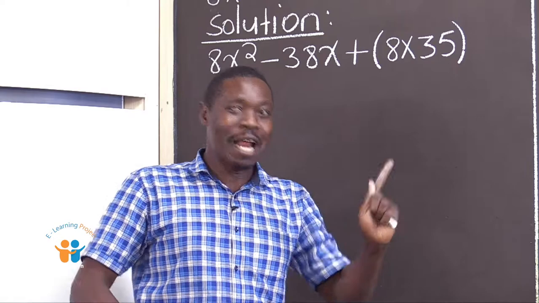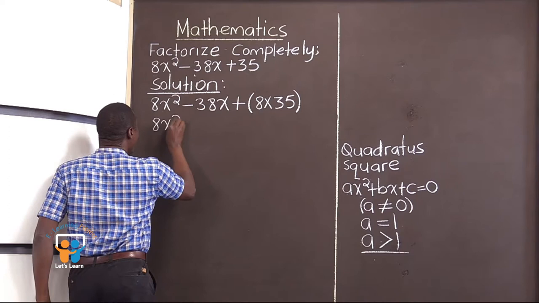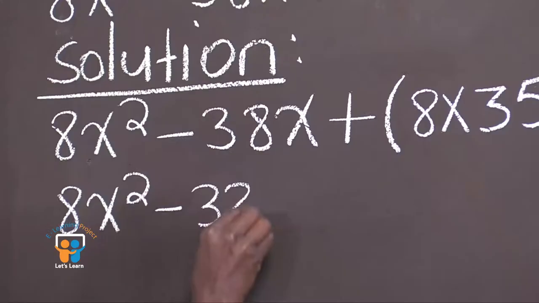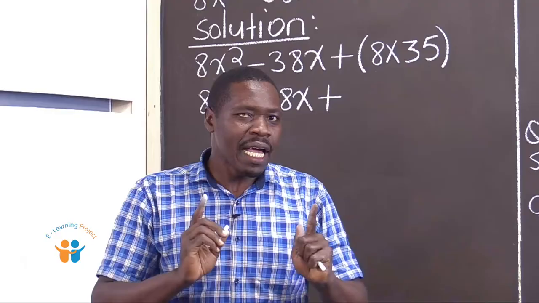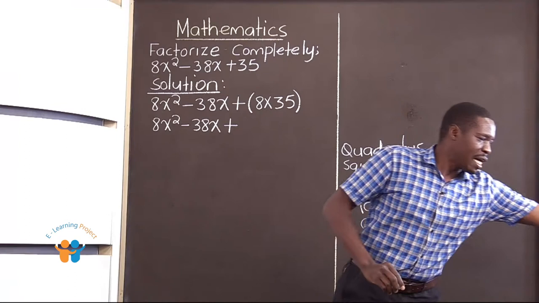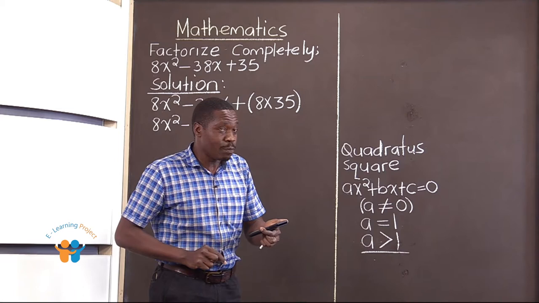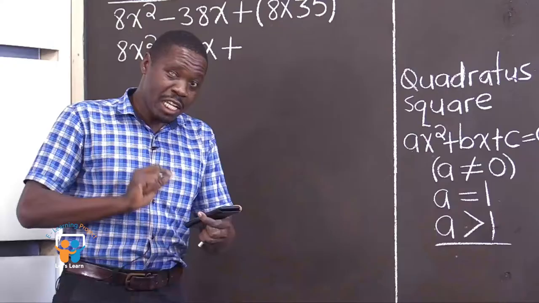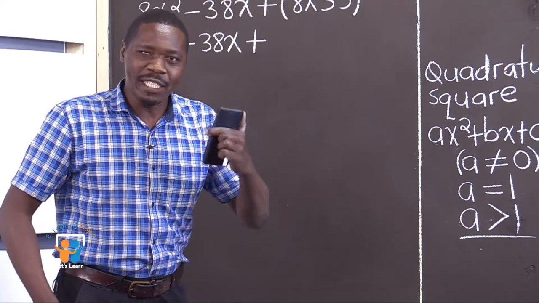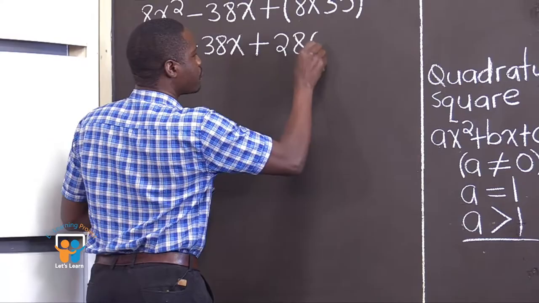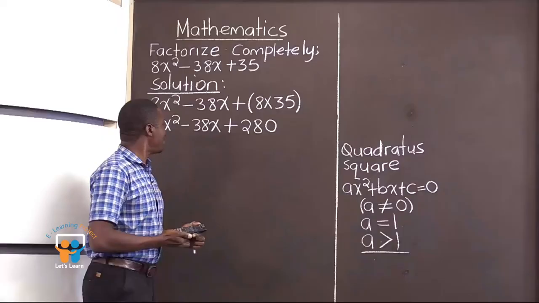Now, Mr. Examiner, sir, we are having 8x squared minus 38x plus. Please, if you're not sure about multiplying 8 by 35, get a calculator so that you get a correct answer. Me, I'll get my calculator because I know some of you are pretending to be using smartphones to multiply. I'm going to use my scientific calculator. When I multiply 8 by 35, I end up with 280.